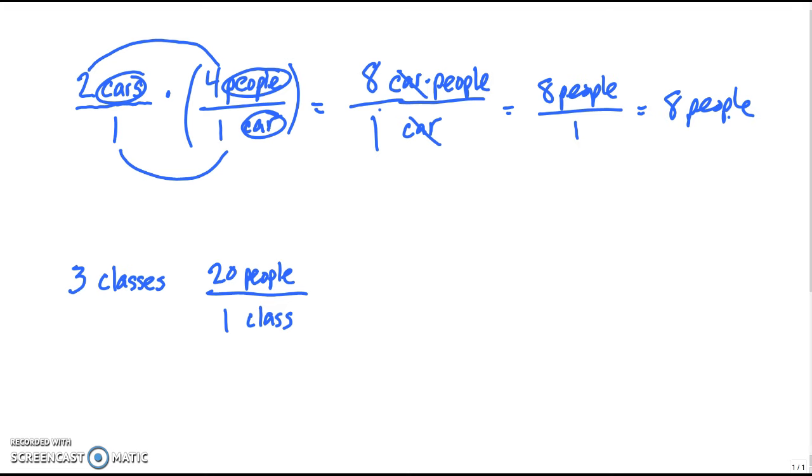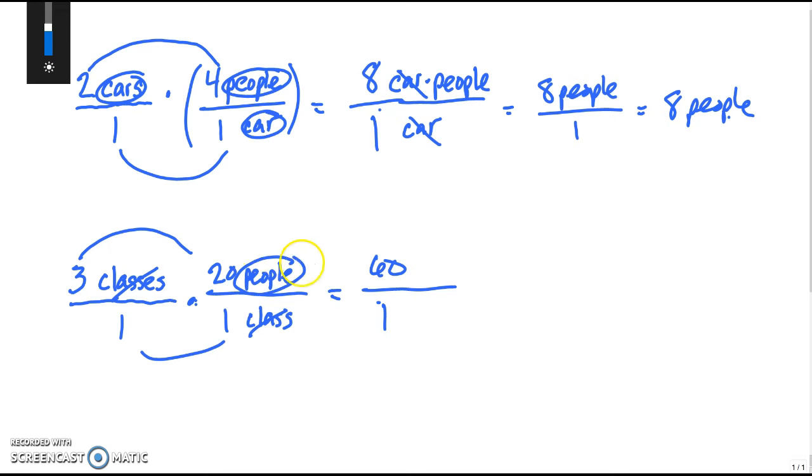Let's do another one. If there's 3 classes and there's 20 people in a class, how many people are there? Might be able to do that in your head, but just like above, we'll solve it here with the math. So just to remind myself of the math, I'm going to use fraction math here. I'm going to multiply, and I have 3 times 20 is 60, and 1 times 1 down below is 1. Now this class cancels that class right there, and so I'm really just left with people as the only unit, and so the answer of 60 people over 1 is 60 people.